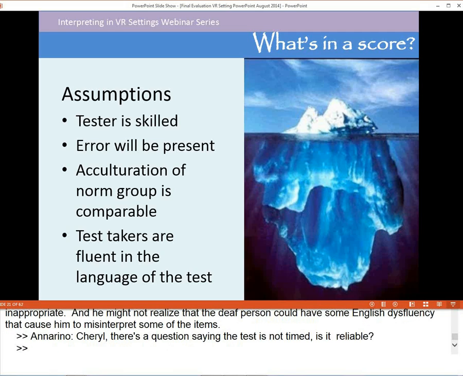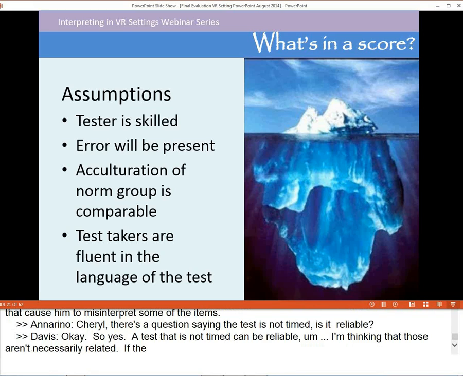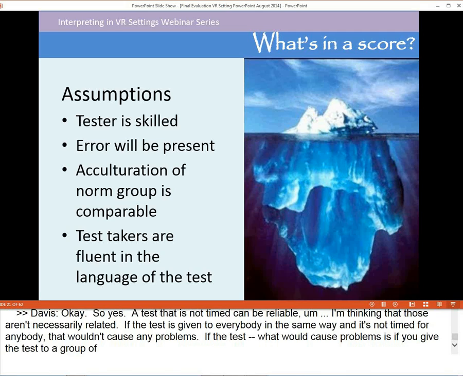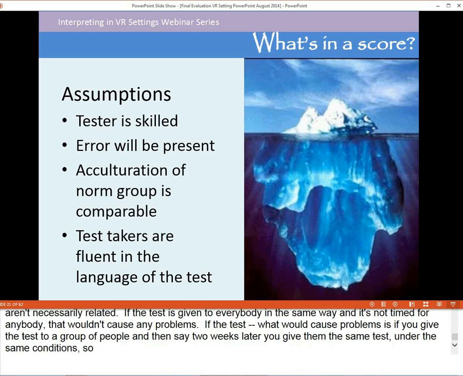Okay, so yes, a test that is not timed can be reliable. I'm thinking that those aren't necessarily related. If the test is given to everybody in the same way and it's not timed for anybody, that wouldn't cause any problems. What would cause problems is if you give the test to a group of people and then say 2 weeks later you give them the same test under the same conditions, so it's not timed both times, and you get different results, then it's not reliable. Does that make sense?